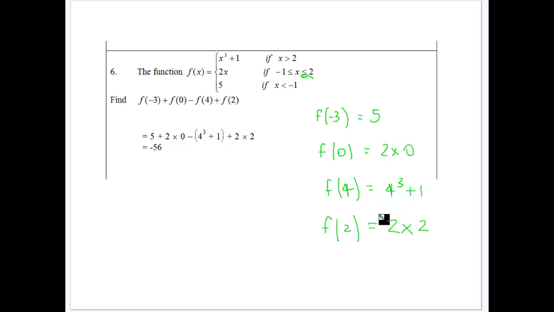Now there are our 4 parts, and there's where we start to put it together. There's the function of minus 3, the function of 0 that we saw, minus the function of 4. Because there's a minus, I put it all in brackets, minus the whole thing. And then 2 times 2 at the end. Doing that calculation comes out to minus 56, because that would give you minus 64 minus 65 plus 4 plus 5. So minus 65 plus 9 gives us minus 56.